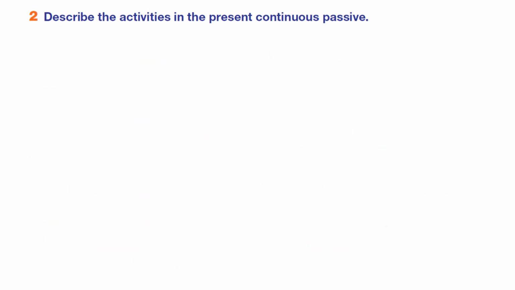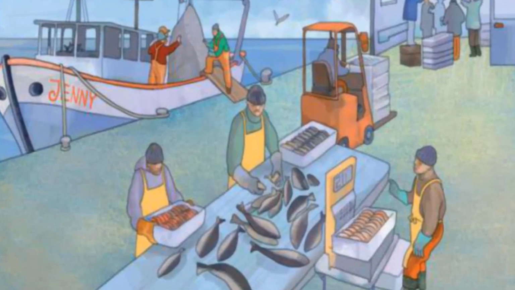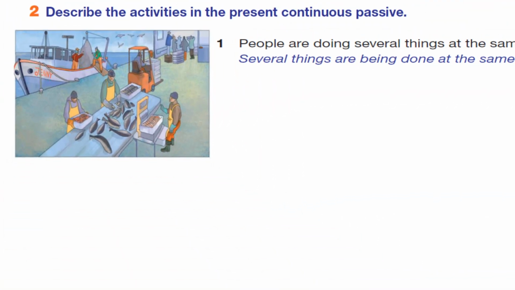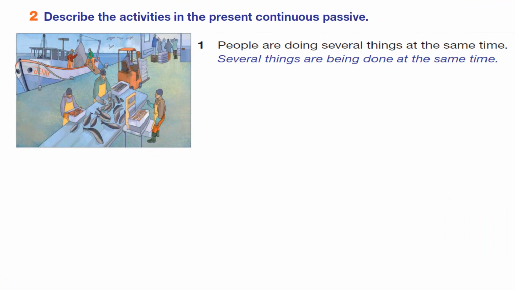Now let's do exercise 2. Describe the activities in the present continuous passive. Look at this picture. Number 1, people are doing several things at the same time. Here this sentence begins with the subject, so it's active. We're going to change it into passive. People is the subject, are doing is the verb. We have here present continuous. Several things is the object.